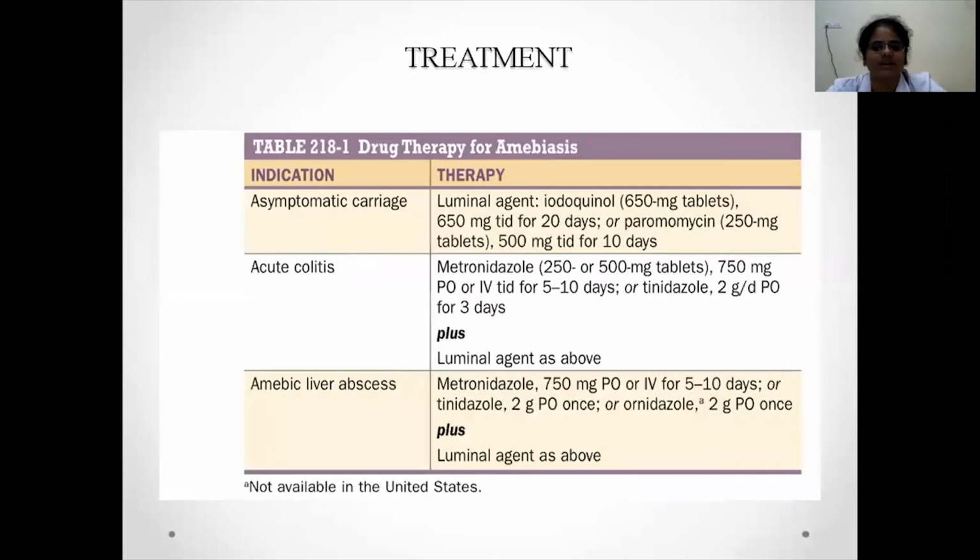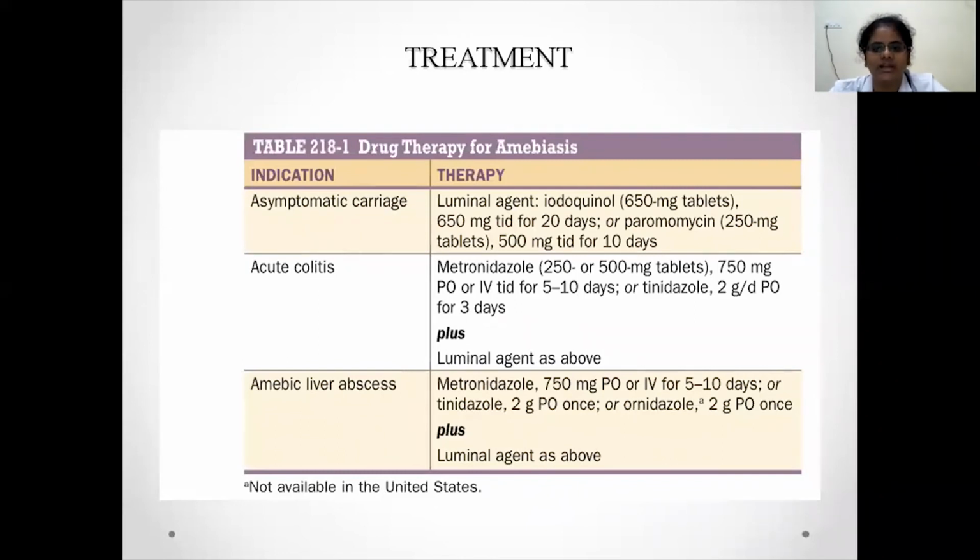What is the treatment? The treatment depends upon two different lines. You have to treat the intestinal disease also, and if there is an extraintestinal disease, you have to treat both the intestinal and the extraintestinal, because the main source is through the intestine only, from where they would have gone to distant areas.